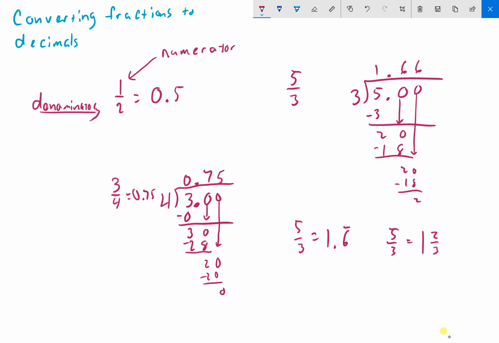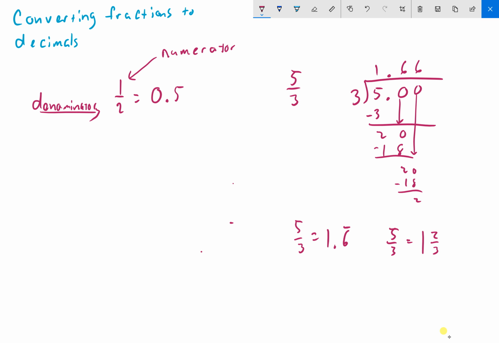Oh, I should do one more. There's one other thing that could happen. What if you started with 2 4/5? If you're going to start with 2 4/5, you could actually just leave the 2 alone and then worry about the 4/5. If you worried about the 4/5, you would see that 5 goes into 4 0 times, and you get 4, bring down my 0, 5 goes into 40 8 times, and I get a remainder of 0.